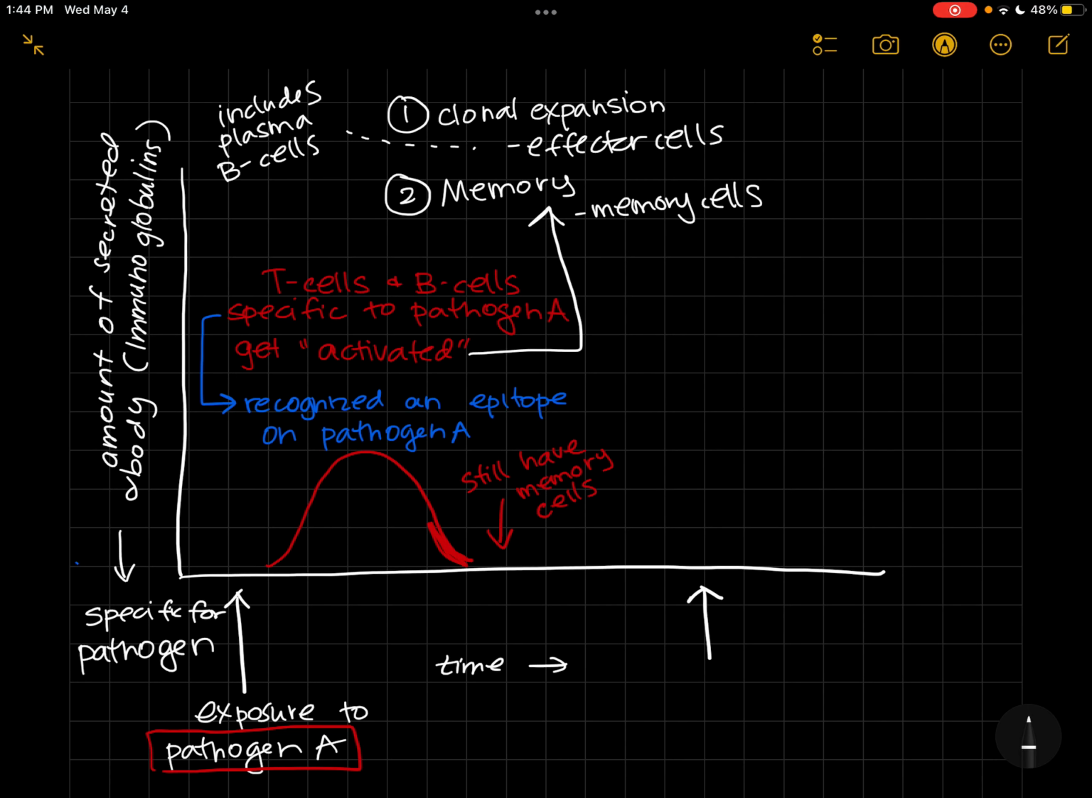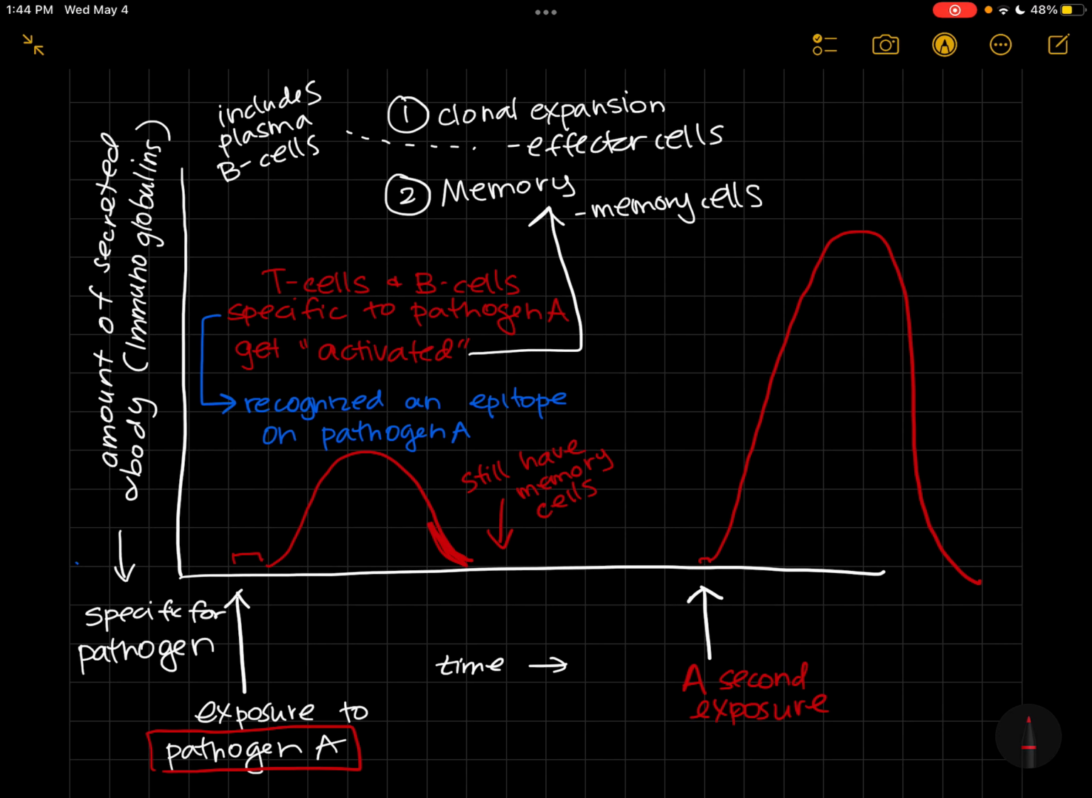So now we're going to get exposed a second time to pathogen A. And if we look at the immune response, now instead of this lag time here, the immune response will be almost immediate. So instead of waiting 5 to 7 days to get a good response, within 1 to 3 days, you'll get a really good response. Okay, so here's our really good response that happens the second time we have the exposure.